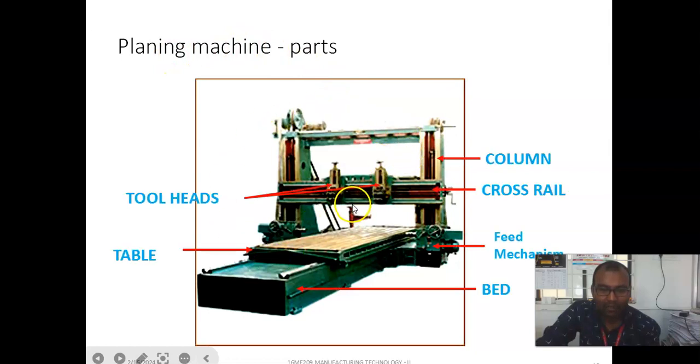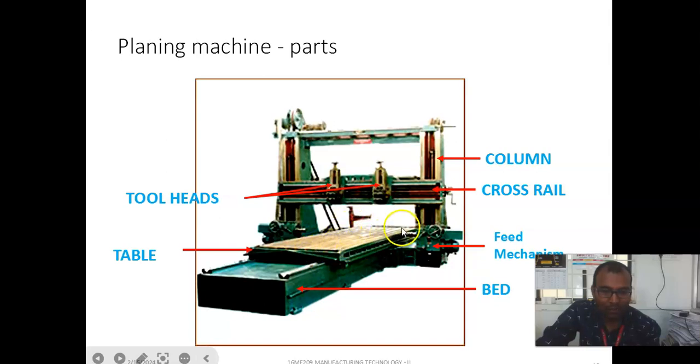This is the planer machine. These are all the various parts of the planing machine. This is the bed. Above the bed, the table is mounted, and this is the feed mechanism through which we can feed during the forward stroke or return stroke for machining purposes. This is the column, or the other name of the column is the housing, and this is the cross rail. In the cross rail, the tool head is fitted. In the tool head, the tool is fitted. The workpiece is fitted on the table with the help of the T-slots which are available here.